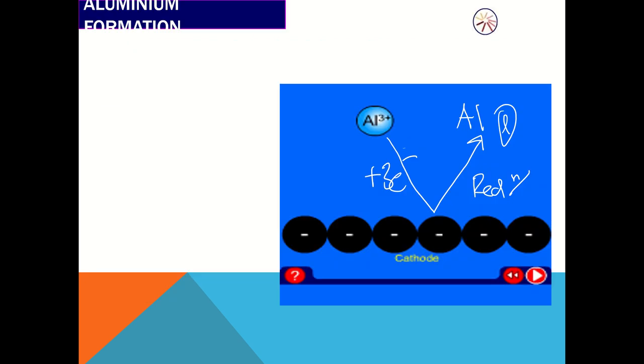So what happens here in aluminium formation in terms of the actual chemistry? Now, if you're doing foundation level, you don't need to know the actual chemical reactions that happen at the anode and the cathode. Everything else you need to know, but not the actual reactions.